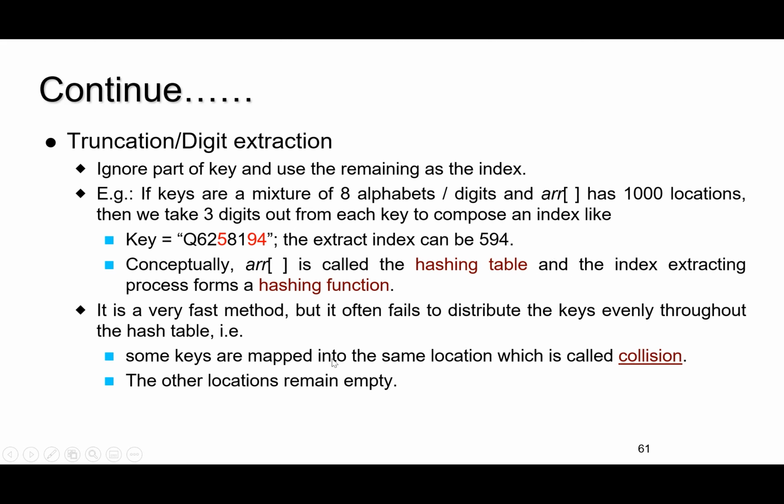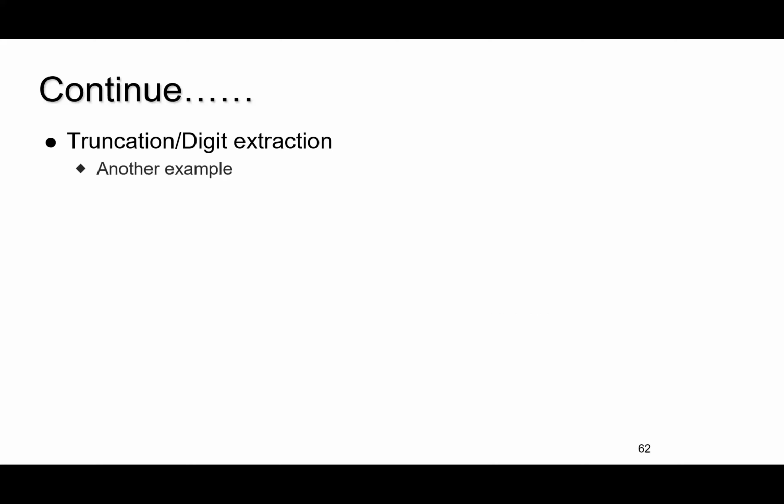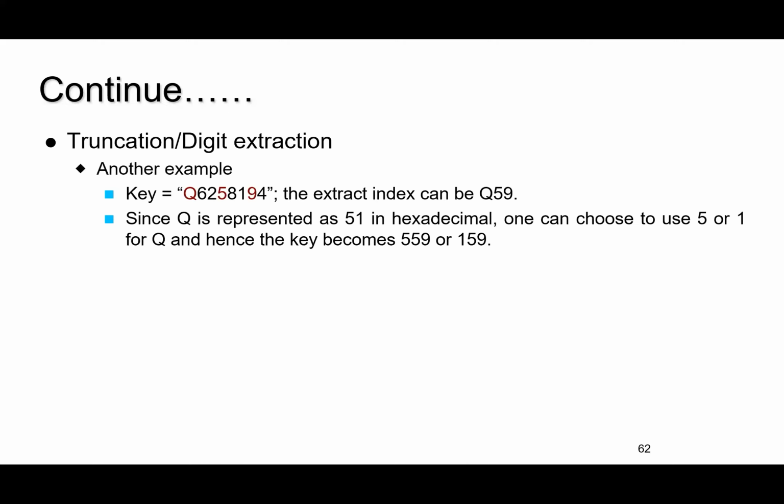And when you have more than one key mapped to the same location in your hash table, we call this a collision. You see? And then it's not distributed evenly, which means you might have some keys mapped to the same location, and some locations in your hash table will be empty. Then it's not distributed evenly, and this is not good. Okay, later I will show you what a collision is and how we solve it. Okay, then another example for truncation here.